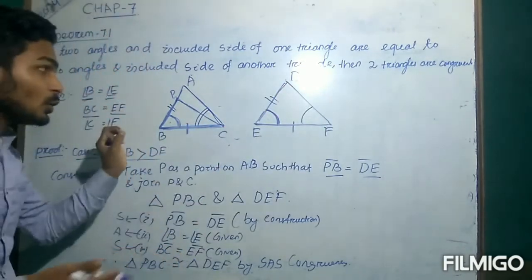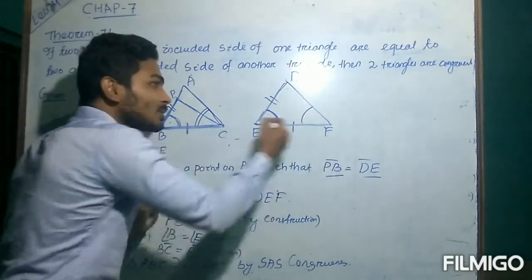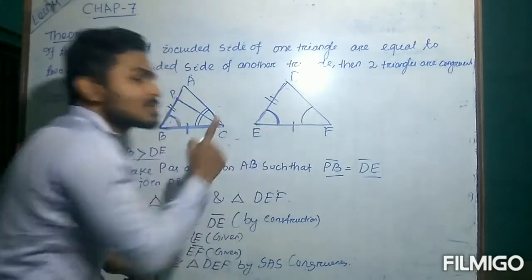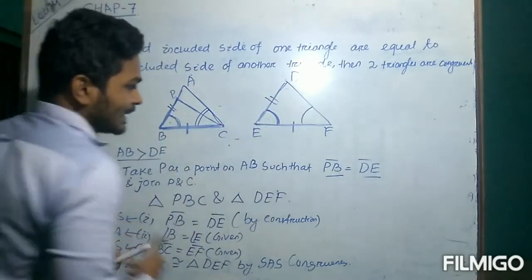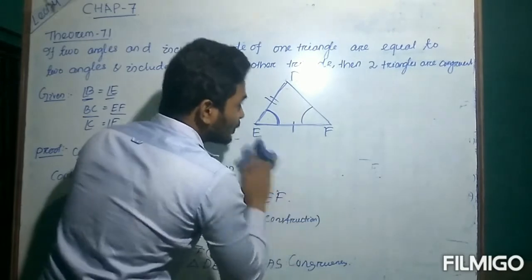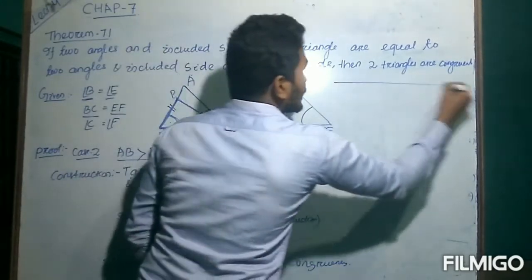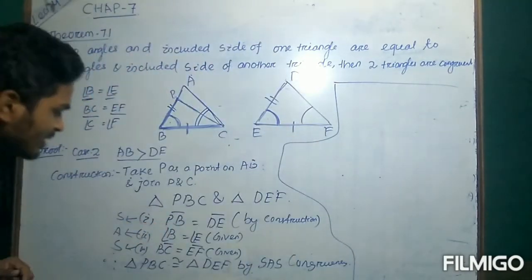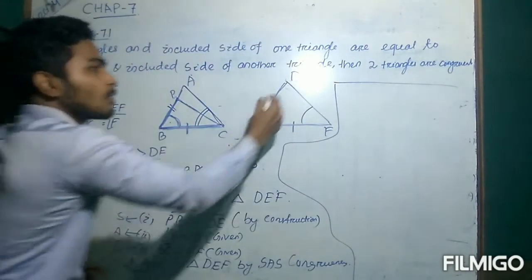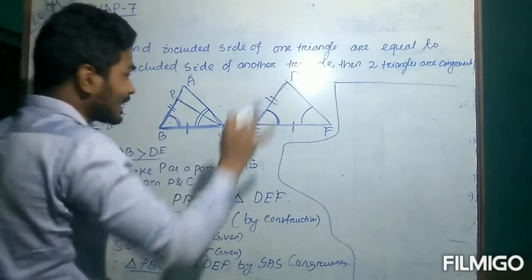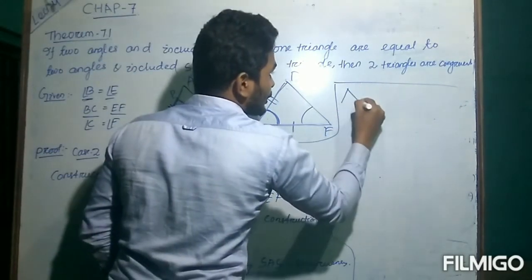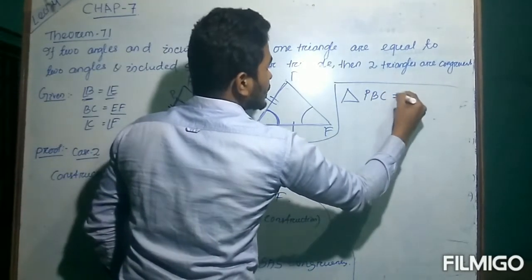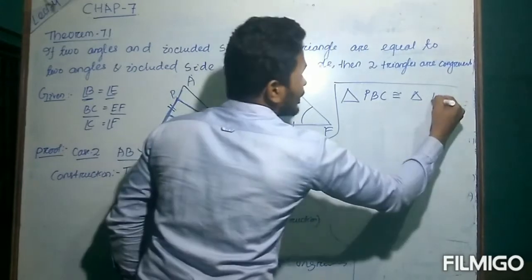But our target is not to prove that this small triangle is congruent to this triangle. No, we have to prove that this larger triangle is congruent to this triangle. How? See, the next thing we have to prove, see, it is already proved that this small triangle is congruent to this small triangle. Okay, look at it carefully. It's a very important question. So triangle PBC is congruent to the triangle DEF.